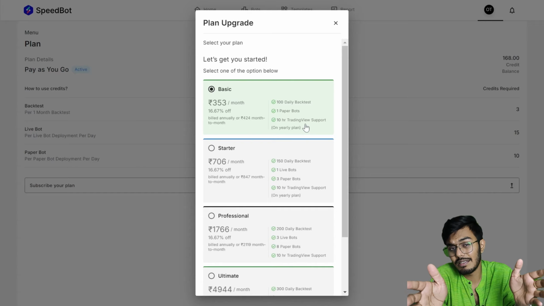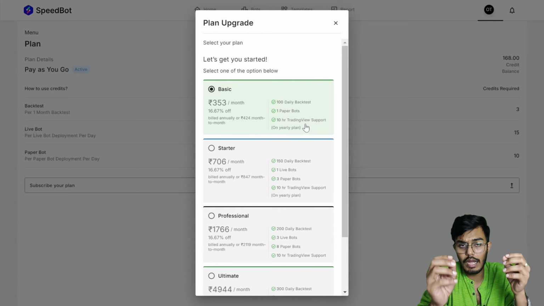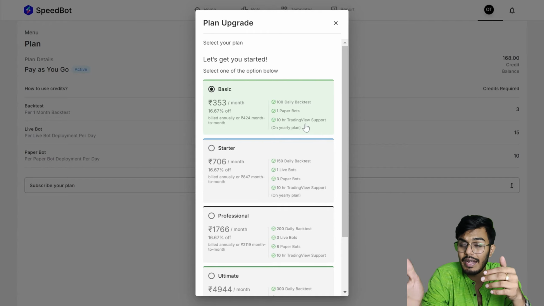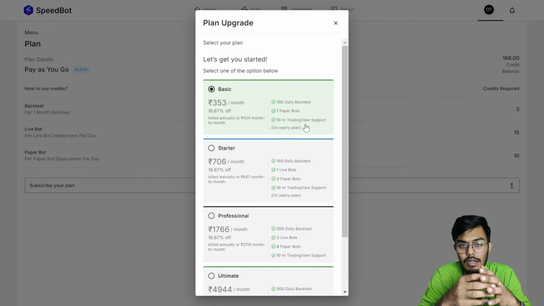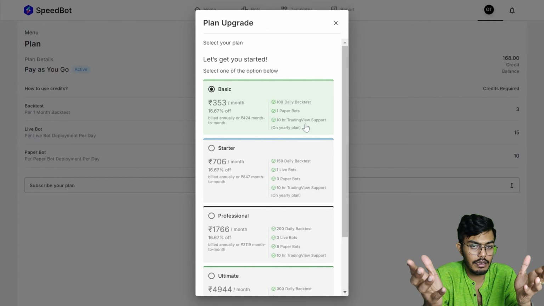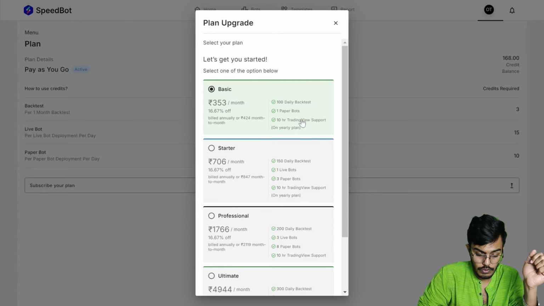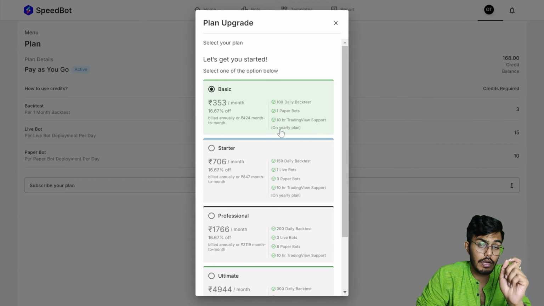So if you are using TradingView a lot and you'd like to configure those strategies in your trading account, which could be of any broker, then we support TradingView, and you'll get 10 hours of support to get your strategy automated through SpeedBot. But mind you, this is only available for the annual subscription.